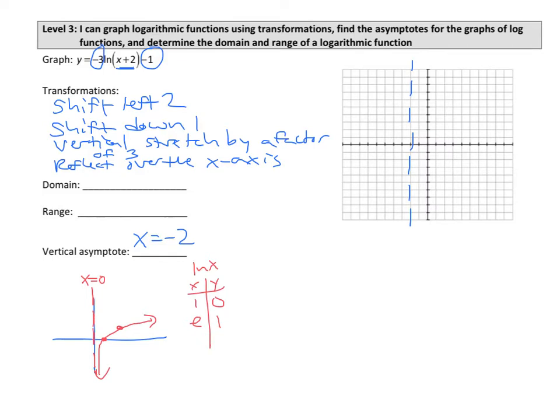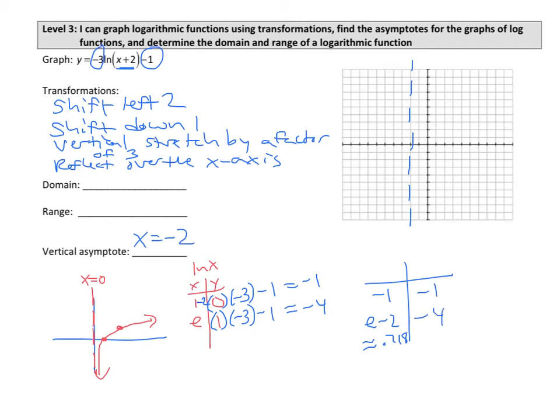Now, the y values we have a lot going on with them. They're shifting down 1, and they're being multiplied by -3. So one way to figure out your new y values is to take the y values in the table, multiply them by -3, and then subtract 1. So 0 times -3 minus 1 is -1. 1 times -3 is -3, minus 1 is -4. And my new x values, since we shifted left 2, we get 1 minus 2 was -1, and then e minus 2, which is about 0.718. And that would be our table for -3 natural log of x plus 2 minus 1.